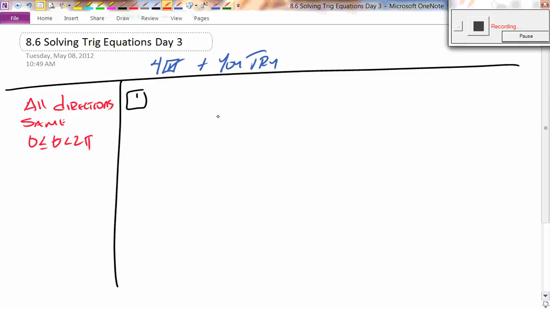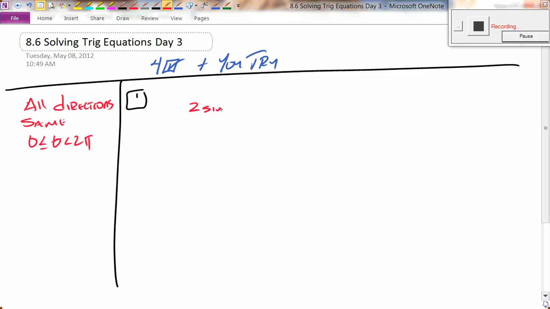We're going to solve this. All the directions are going to be the same. They're going to be from 0 to 2 pi. And this particular example is going to be an example of a quadratic. And the first period thought that this lesson was easier than the other ones. So maybe you guys think the same.